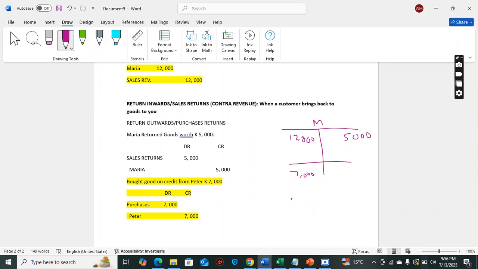Any questions before we move to the next contra transaction?